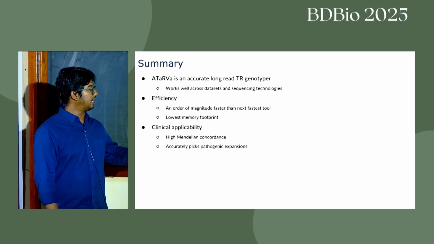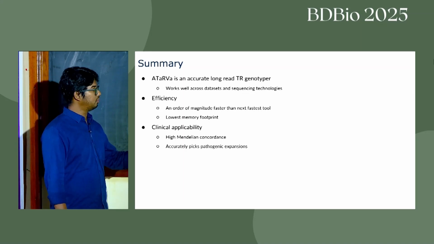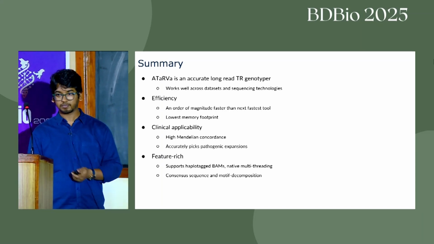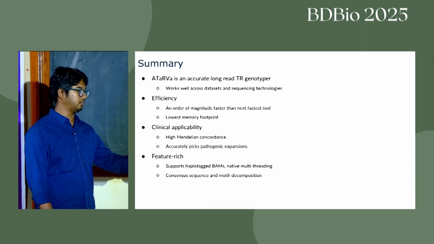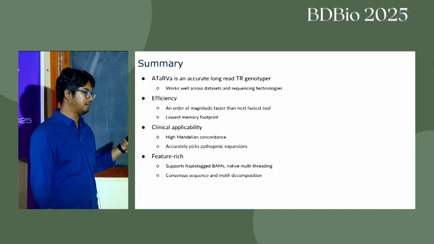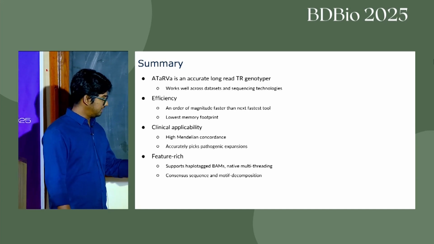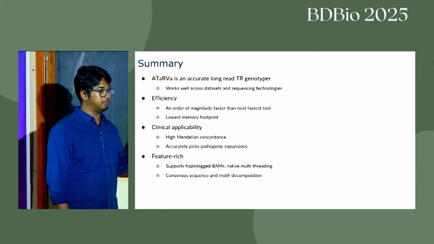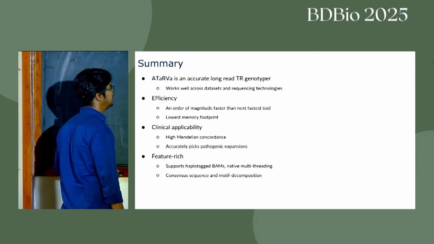I showed that this has high clinical applicability because we get good Mendelian concordance, and it also picks pathogenic expansions accurately. And there is a lot of support, like native multi-threading support, which is missing in many genotypers. And we generate motif decomposition and consensus allele, and hopefully all this will be useful for people who want to use this for their studies.